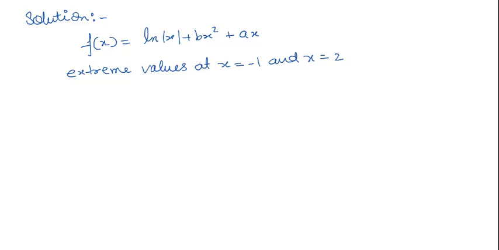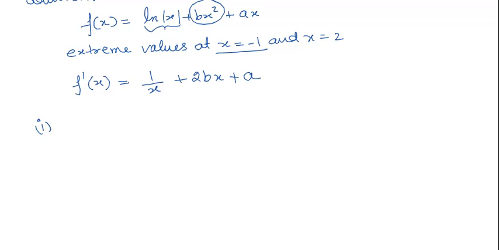Now we know that the function takes the extreme values when its derivative becomes 0, that is when f'(x) turns out to be 0. So first of all, let us calculate f'(x) for the given function. So f'(x) is equal to the derivative of ln|x|, which is 1 over x, the derivative of bx² will be 2bx, and here it will be a.